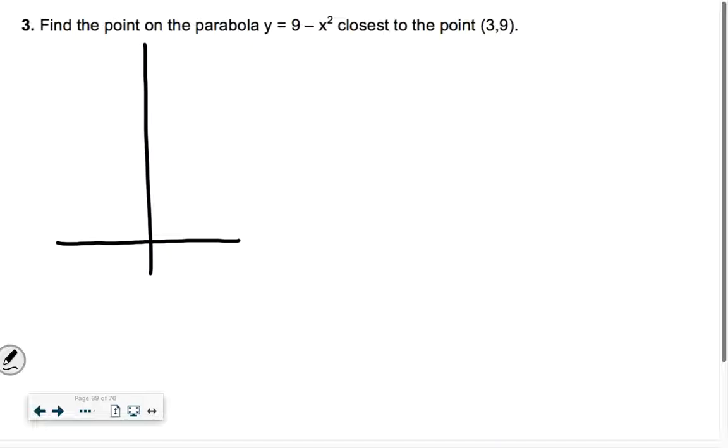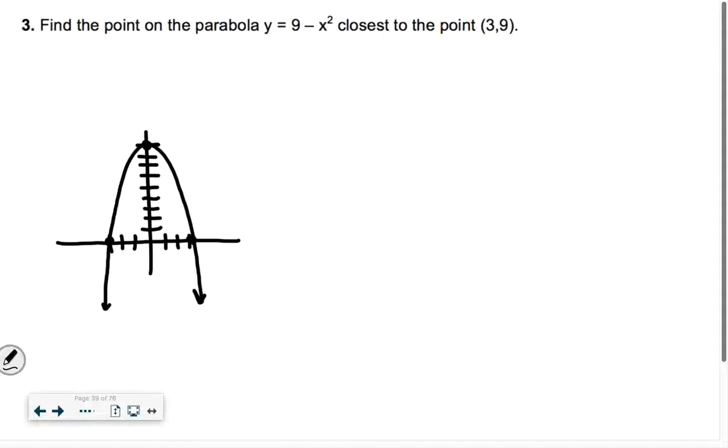So if I have 9 minus x squared, it's a downwards parabola. Y-intercept is what? 9. All right, and then x-intercepts? -3 and 3, right? So we have a downwards parabola.